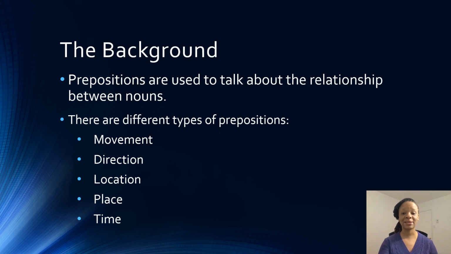Now, what is a preposition? Well, a preposition is used to talk about the relationship between nouns. And there are so many different types of prepositions. We have prepositions of movement, we have prepositions of direction, prepositions of location, which talk about where you are situated, and prepositions of place, which talk about where one thing is in relation to the other. And finally, prepositions of time.